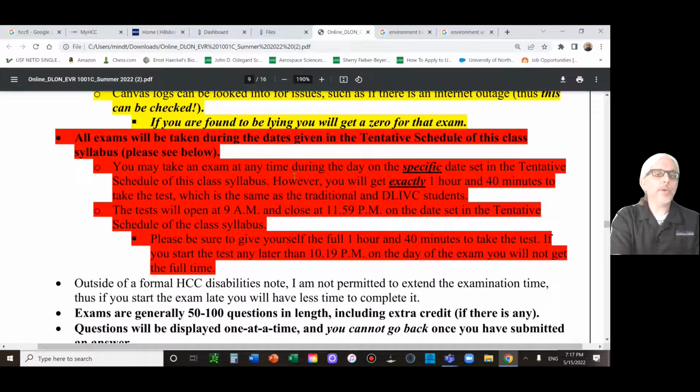Now, as I'm noting here, dates will be given and therefore taken. It's in your tentative schedule. You have exactly, it might be hard to see this because I've made it in red, 1 hour and 40 minutes. I was trying to highlight that as serious. 1 hour and 40 minutes to take the test.